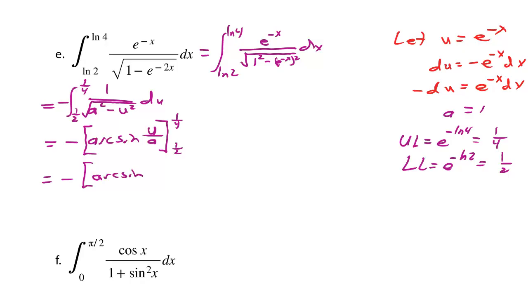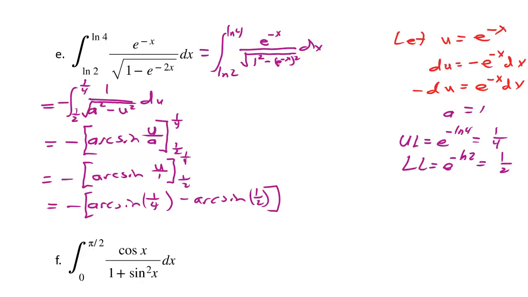arcsine. U is, well, u is u and a is 1, right? So it's u over 1 from 1/2 to 1/4. So this is going to be negative arcsine of 1/4 minus arcsine of 1/2. Okay.